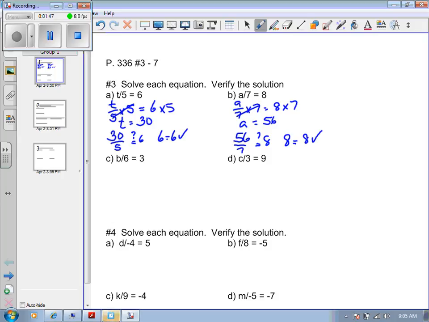B divided by 6 equals 3. The opposite of division is? You guys are smart, thank you. These 6's cancel out, leaving us with B is equal to 18. Go back to our original. 18 divided by 6, is that equal to 3? 18 divided by 6 is 3, 3 equals 3, and that is correct.